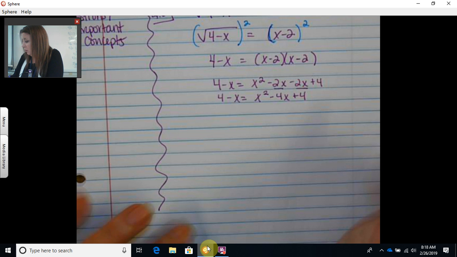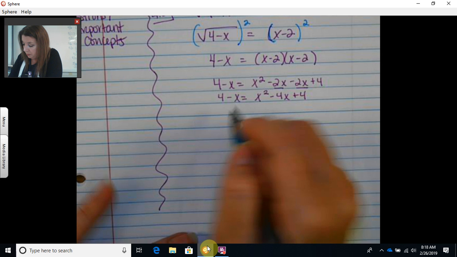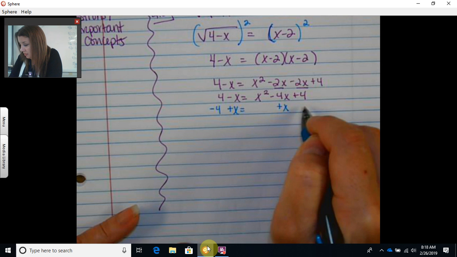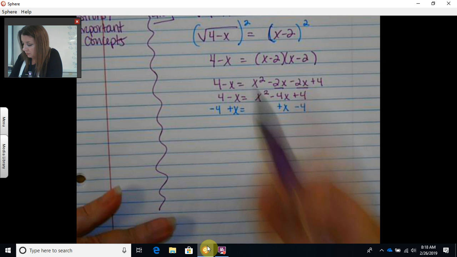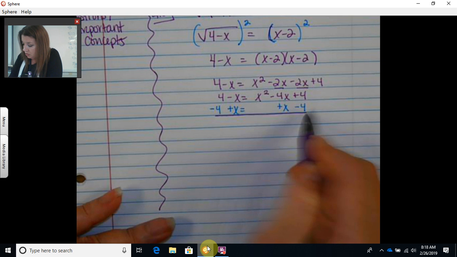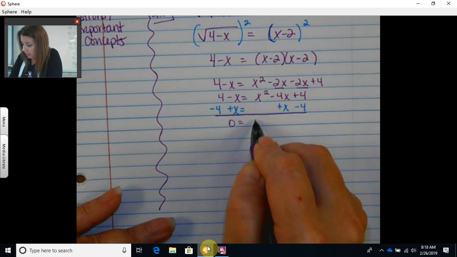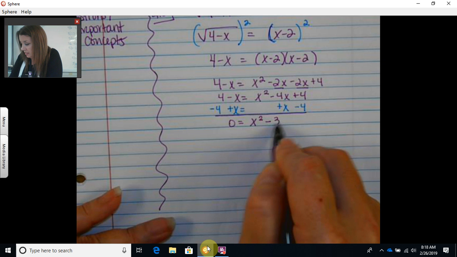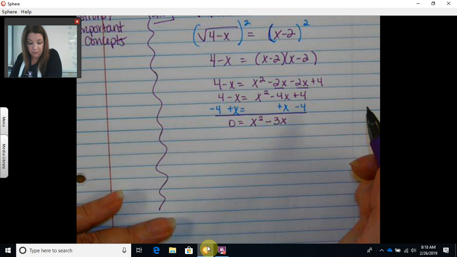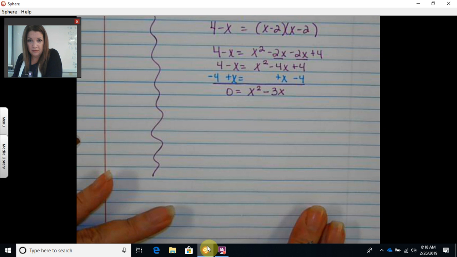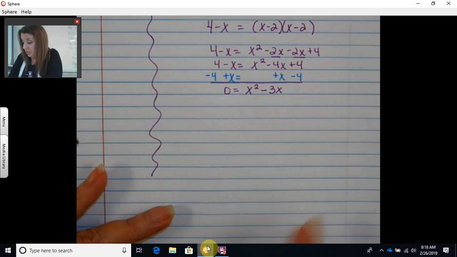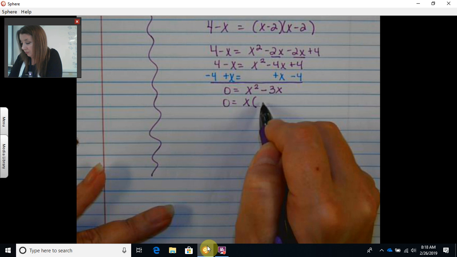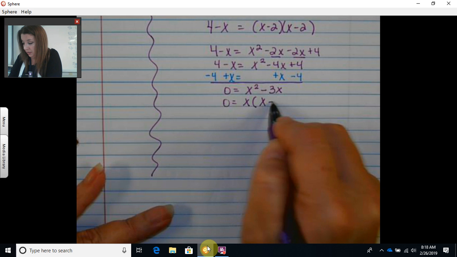And then I will move everything, in this case I'm going to move it over to the right. So I'm going to add x to both sides, and I'm going to subtract 4 from both sides. So I have 0 equals x squared minus 3x, and 4 minus 4 is 0. So how are we going to solve this? You take out an x. Right, I have a GCF of x, right? If I take it out, what's left? x minus 3.